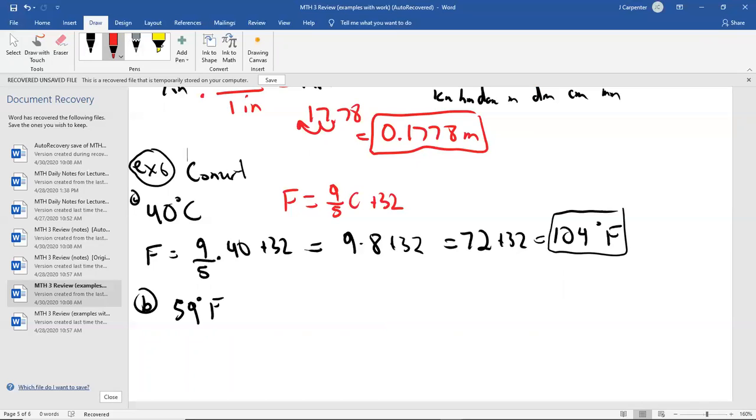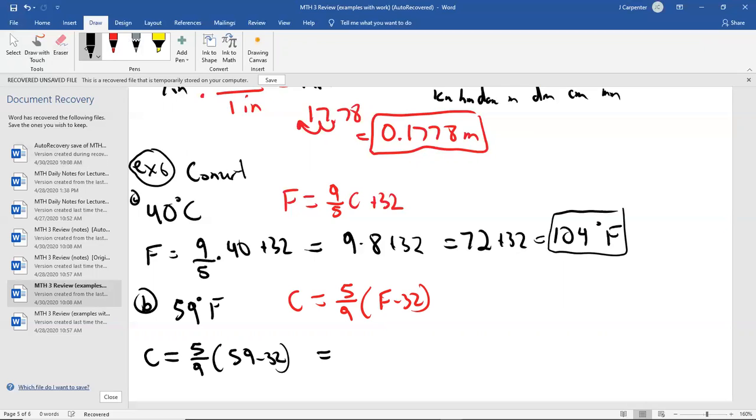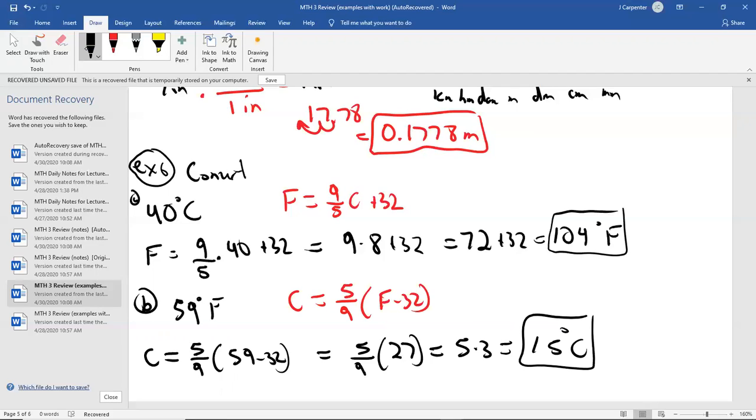So because we're converting Fahrenheit, we need to use one that says C equals. And again, I typically like the fraction ones. So I'm going to go with 5 over 9, parentheses, and then F minus 32. That's the formula we use that you don't have to memorize. So C equals 5 over 9, parentheses, 59 minus 32. 59 minus 32 is 27. 9 and 27 will reduce to 3, so that's 5 times 3, which is 15 degrees Celsius.